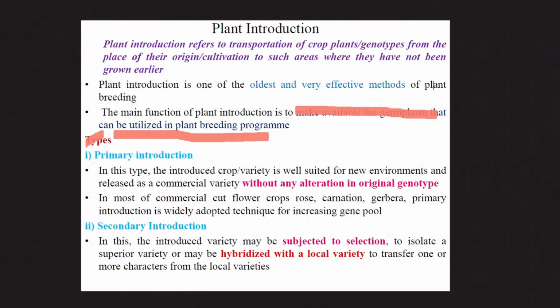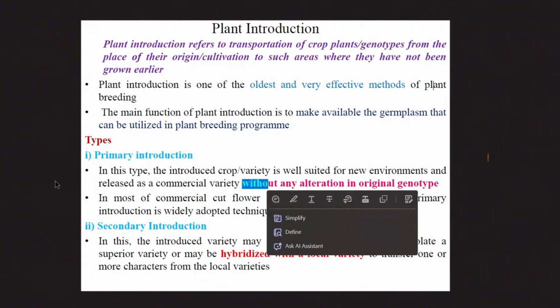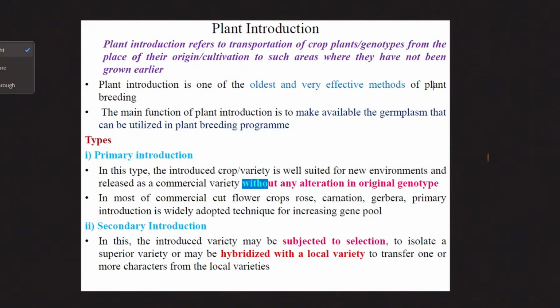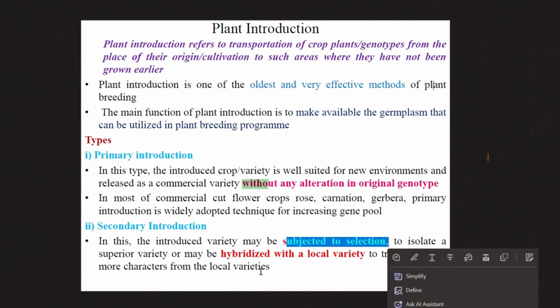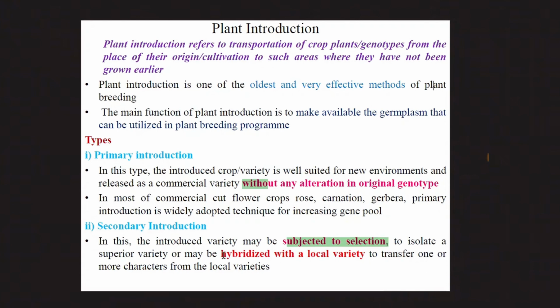Number one is primary introduction. Primary introduction means introduction without any alteration in the original genotype. In most commercial flower crops and roses, primary introduction is widely adopted as a technique of increasing the gene pool. And then the secondary introduction. In the secondary introduction, the variety is subjected to selection to isolate the superior variety, to make hybridization with a local variety and transfer more characters from the local variety.